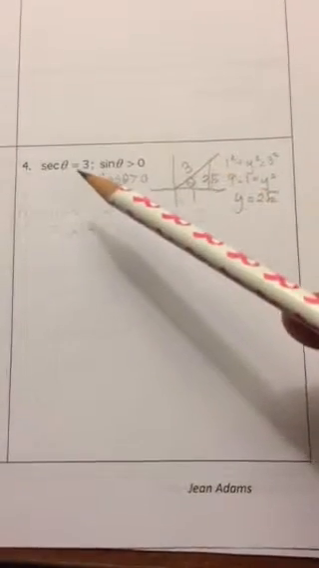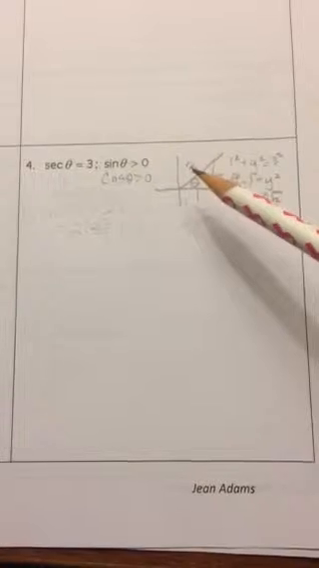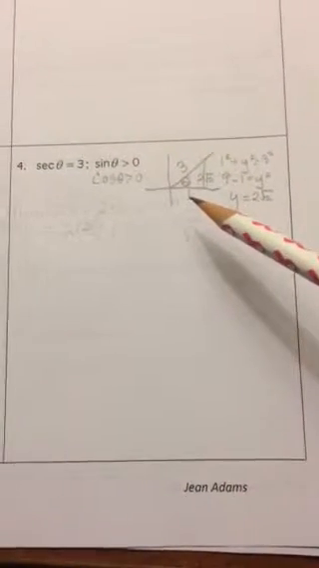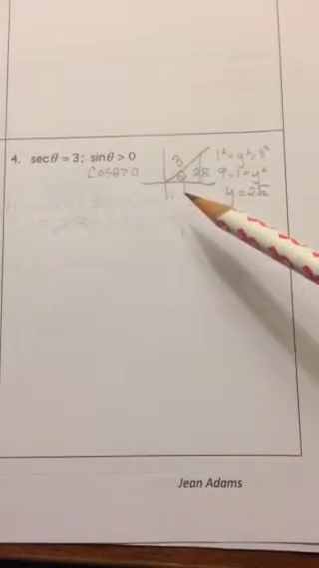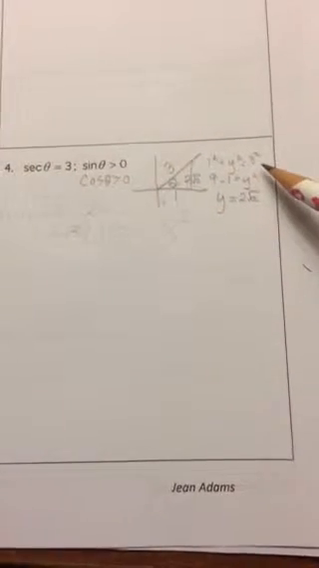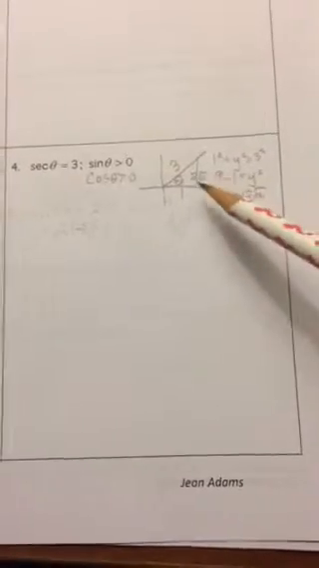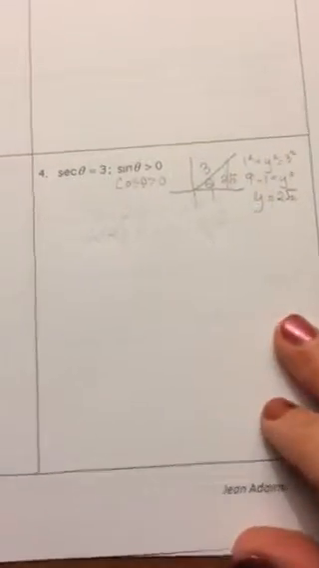Now, since the secant is the hypotenuse divided by the adjacent side, I've placed that 3 over 1. And then I did the Pythagorean theorem in order to get the opposite side, which is 2 square roots of 2. Okay, I'm going to adjust my paper for a second.